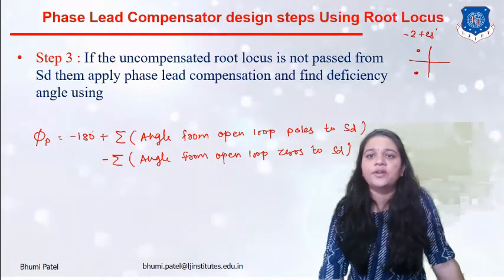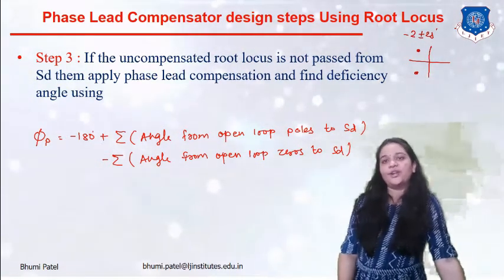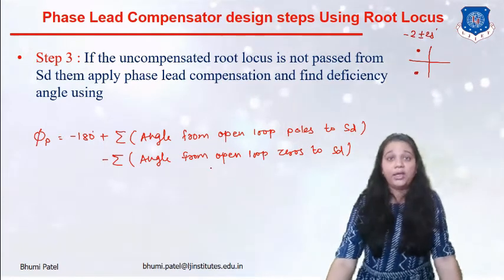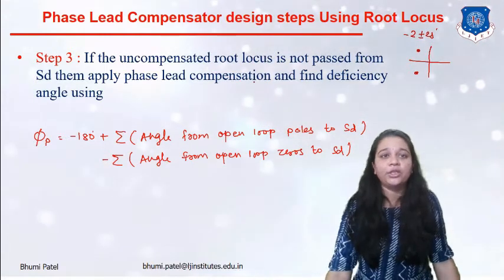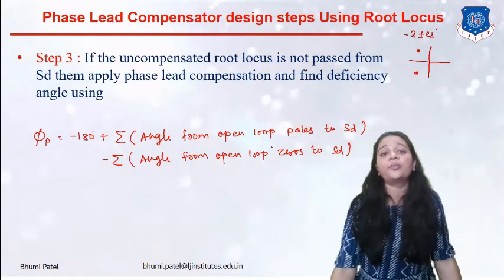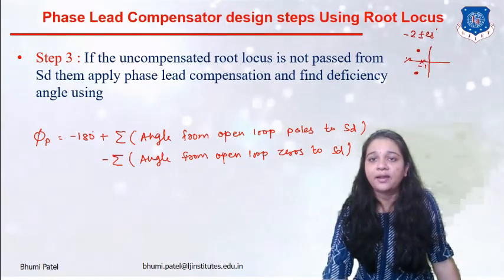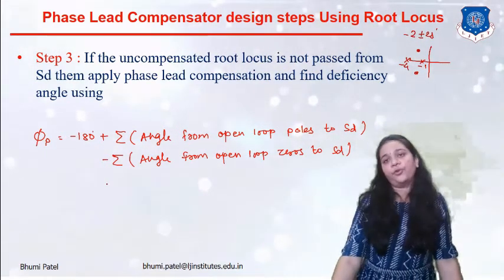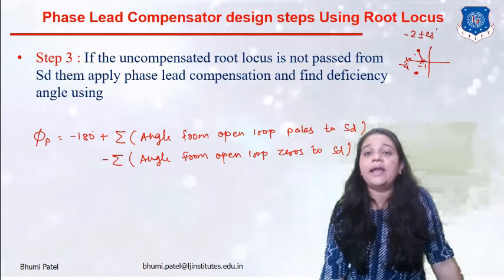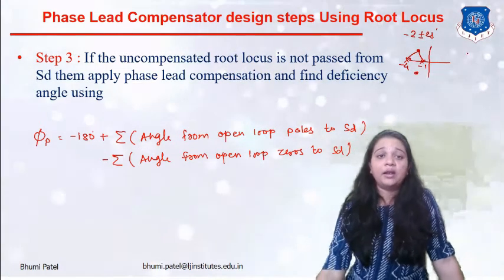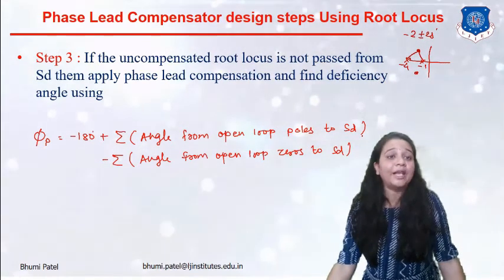So this is my first HD point and this is my second HD point, because we always get the value in plus or minus form. So we have to find the angle, since the uncompensated root locus does not pass through the angle. We have to find the angle from the open loop poles to SD. Suppose one pole is at minus 1 and the second pole is minus 4. So we draw the line to the HD point, find the angle from each open loop pole, write it down here, and find the value of phi p.